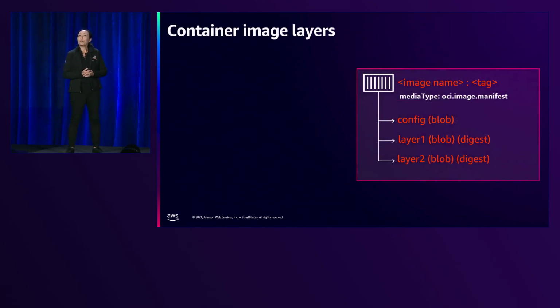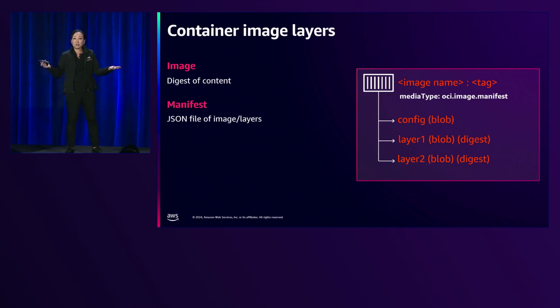Now, before we talk about the next steps around signing and verification of your container images, let's talk about your actual container image itself, right? So your container image contains a digest of the content. And that's contained within a JSON file, which is called the manifest, right?